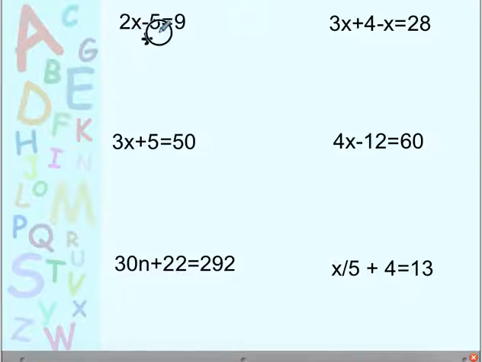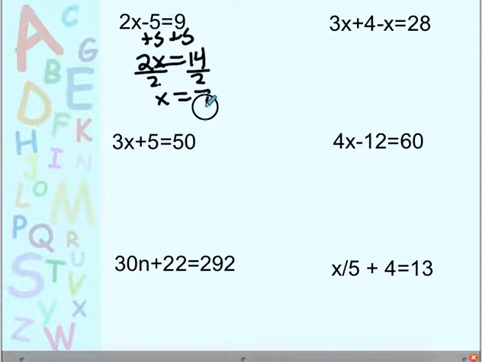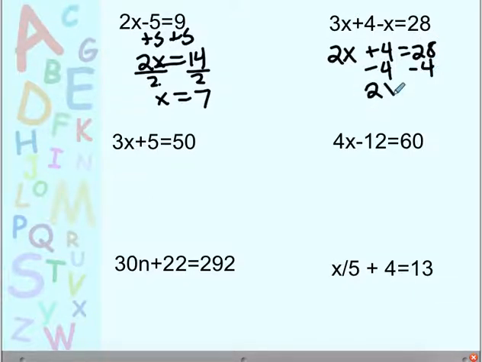2x minus 5, add 5. So we get 2x is equal to 14. Divide by 2, and we get x is equal to 7. On the right side, we need to combine like terms. I have a 3x and a minus x, which means I get 2x plus 4 is equal to 28. We subtract 4, and we get 2x is equal to 24. Divide by 2, and x is equal to 12.